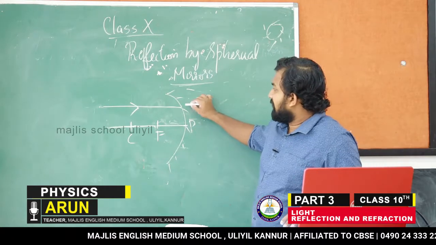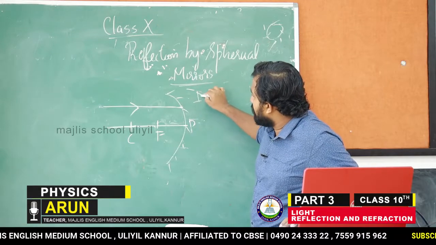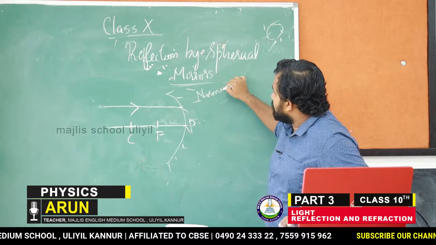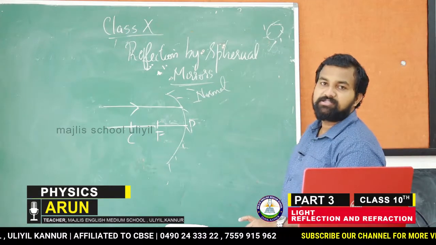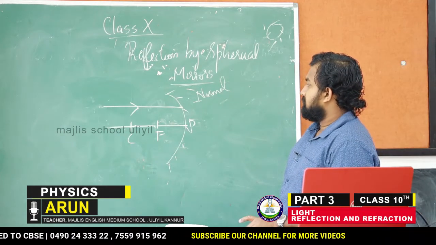Okay, so if this is the point of incidence, what do I have to draw? I have to draw a normal. Through which position does the normal pass?